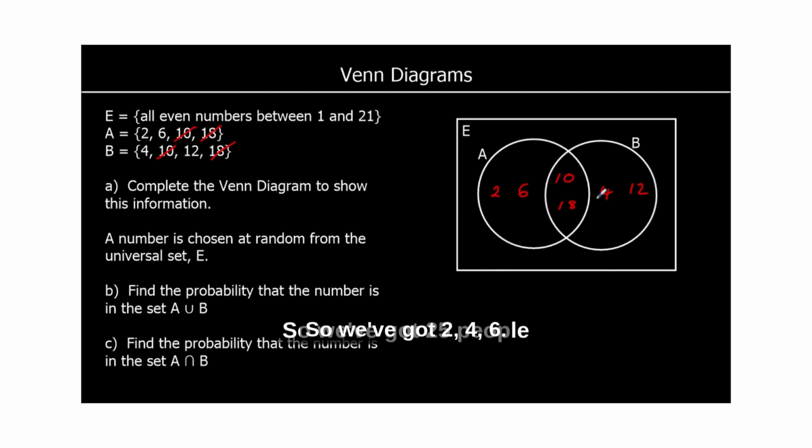So we've got 2, 4, 6. We need 8 on the outside. We've got 10, 12. We need 14 and 16. We've got 18 and we need 20. So this is our Venn diagram completed.